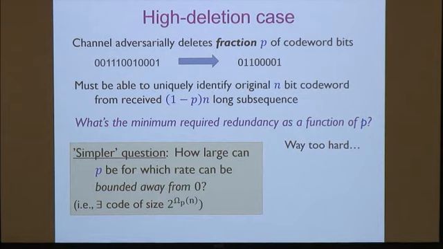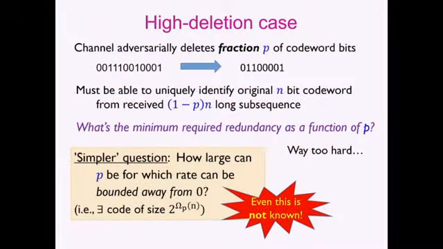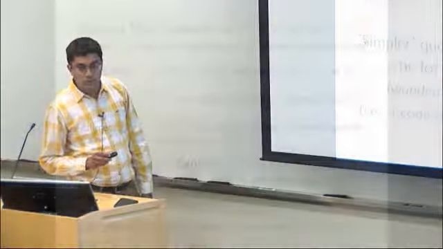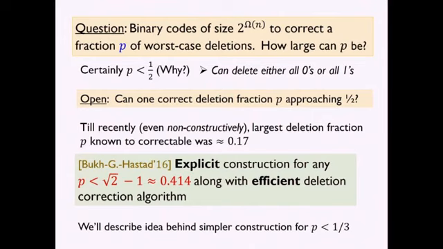So this is the question. Can we answer this? It turns out even this is not known. So let's see what's the story here. Again, that's the question: what's the largest deletion fraction you can hope to correct with a non-trivial code? Now certainly p is less than half. You cannot correct 1/2 deletion fraction. Why is that? Think about it for a minute.